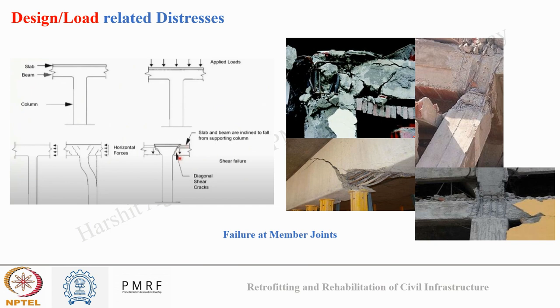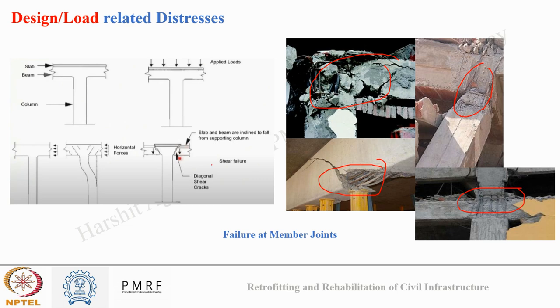Apart from this, there can be distresses at the joint also in a beam slab, beam column, column slab, anywhere. How? Due to shear forces or due to improper load transfer. So in the images, we can see several joint failures happening, like here. Here one joint failure is happening. Here you can see joint failure. Here also you can see joint failure.